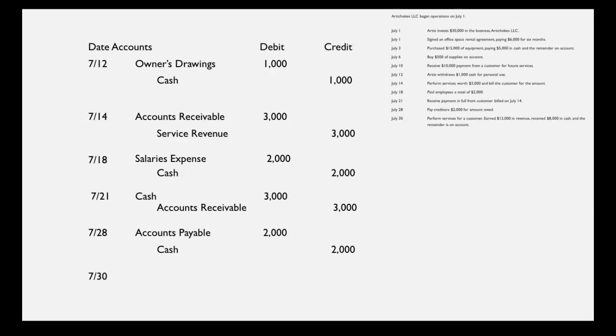So our service revenue had to increase since we earned the revenue. Our cash is increasing since we are receiving cash. And then it says the remainder is on account. So we can think, okay, do we owe people money here or do people owe us money? Well, if you did $12,000 of work, got paid $8,000, that means that customers still owe you $4,000, right? The difference between the 12 and the 8.